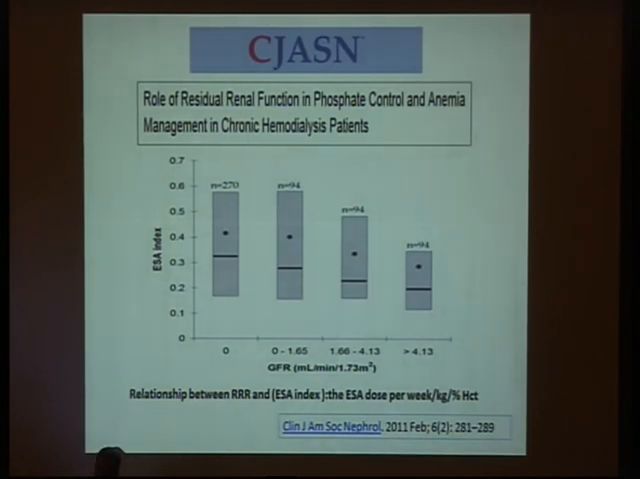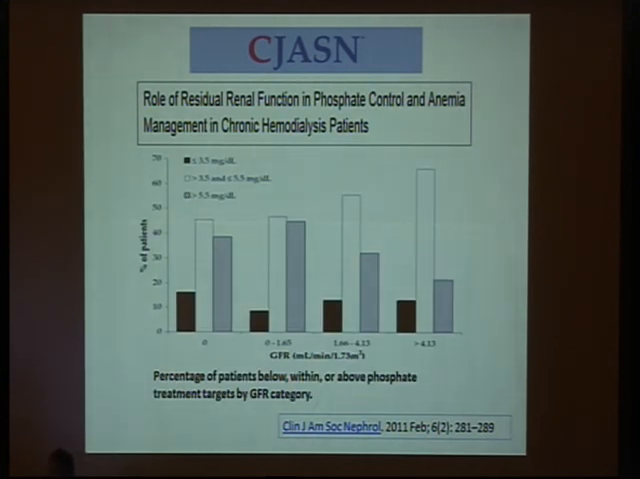Residual renal function has also been shown to benefit phosphate and anemia control. Here we can find that the higher the residual renal function, the less requirement for erythropoietin therapy. And with regard to phosphorus control, we can find that the percentage of hyperphosphatemia patients, the gray bars, is less when the residual renal function is higher. So there is an inverse correlation between residual renal function and hyperphosphatemia.